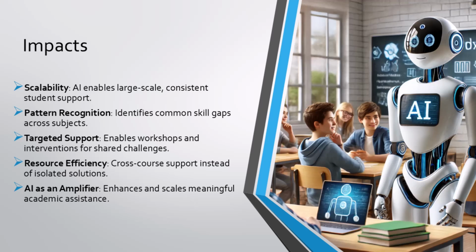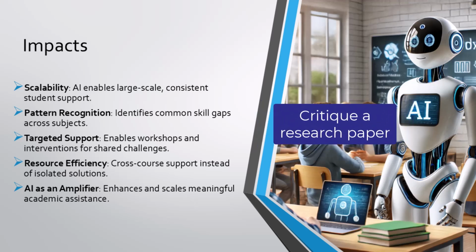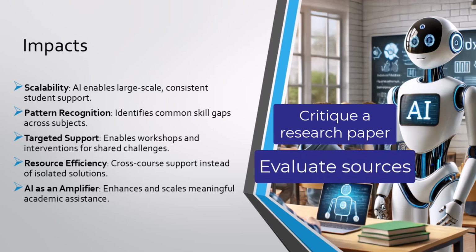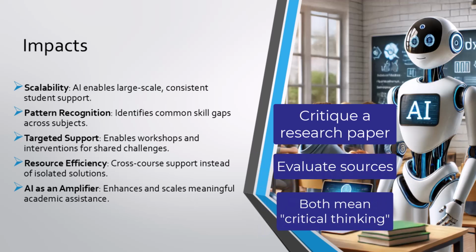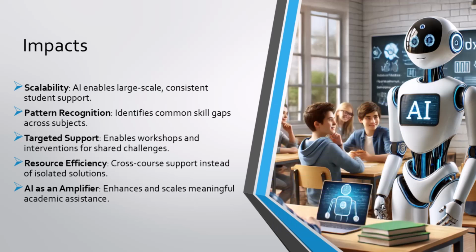One of the big advantages is how well LLMs handle variation in language. They can recognize when 2 skills are essentially the same, even if they're described differently across courses. So, for example, one course might ask students to critique a research paper, while another might ask them to evaluate sources. The wording is different, but both are really asking for critical thinking. By grouping these kinds of similar skills under broader categories, we can spot patterns, like which students are struggling with the same core skill, even if they're in completely different subjects.